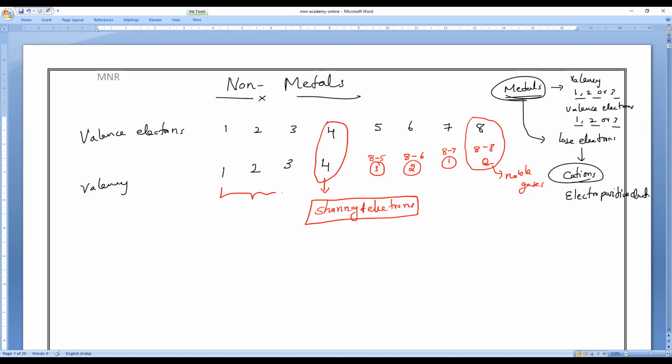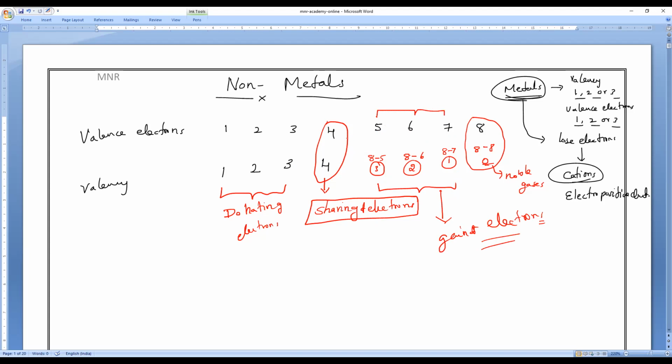This 1, 2, 3 is by loss of electrons, which is what we call donating electrons. Clear, all of you? And this 5, 6, 7, that is 3, 2, 1, is gain of electrons. So this is the picture we always have to remember: donating electrons for 1, 2, 3; sharing of electrons for 4; and for 5, 6, 7, gain of electrons.